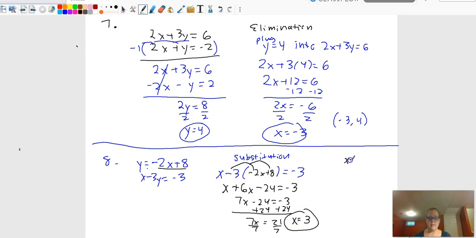Take x equals 3 and plug into one of the equations. The easier one is the one that's already solved for y. Plug it in here. y is going to be equal to negative 2 times 3 plus 8. And our solution is (3,2).